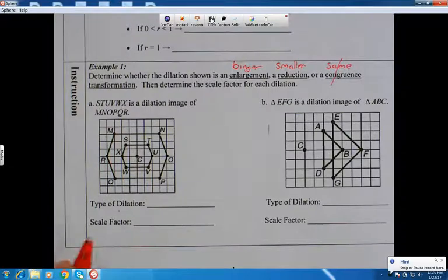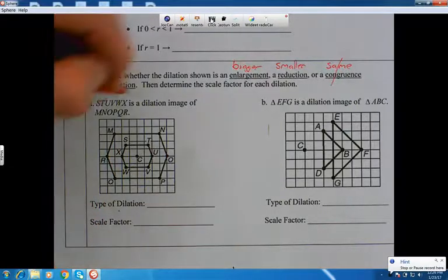After we do that, they also want to know the scale factor. So once we know whether it's getting bigger or smaller, then we have to figure out how much bigger or smaller, and that'll be the second part, the scale factor. So let's do this part first. Let's figure out whether this is an enlargement or a reduction.